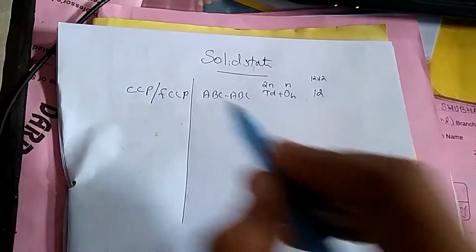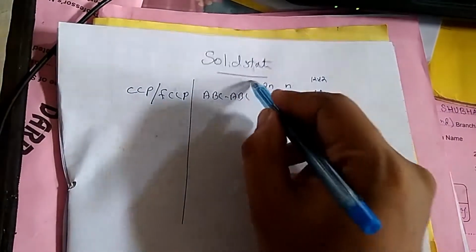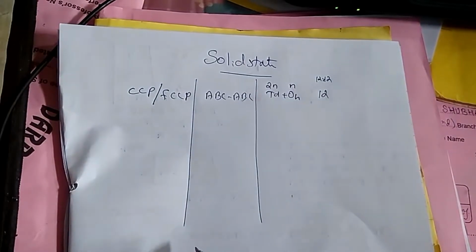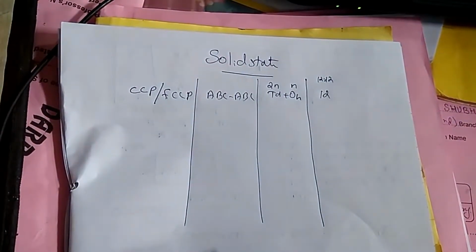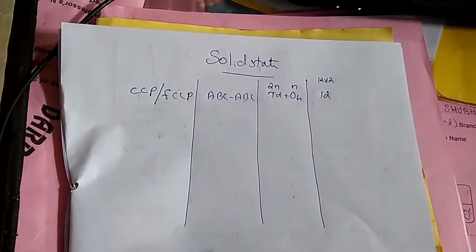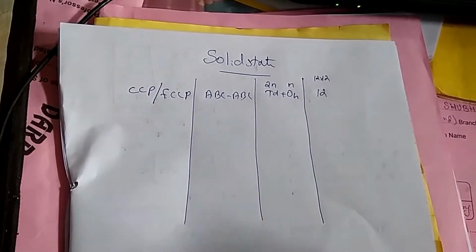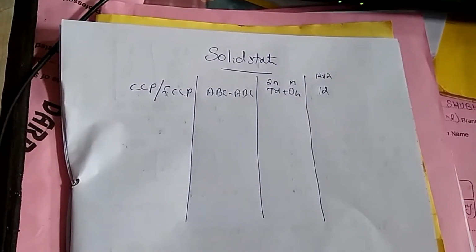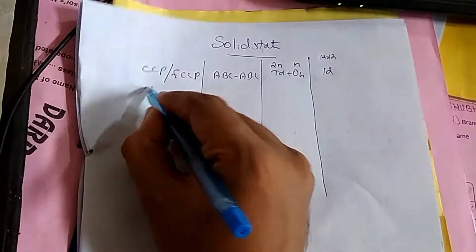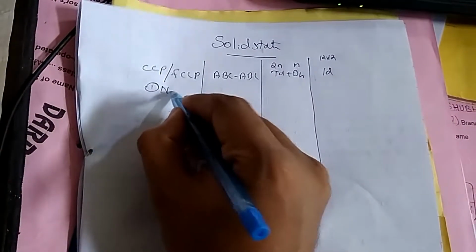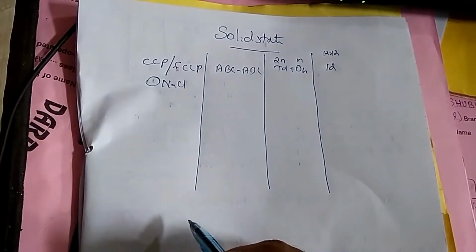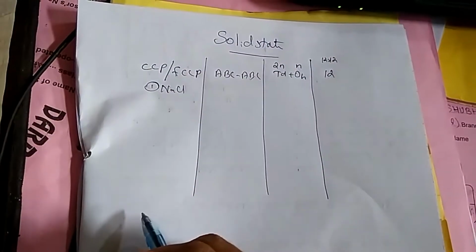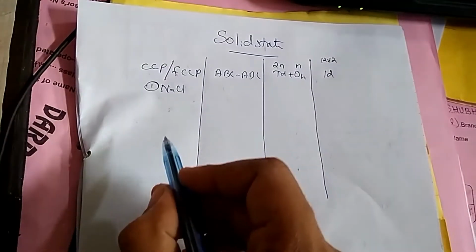So the first one is the packing arrangement, CCP. The second one is how it is arranged: 3 layers, ABC. What are the voids? We have 2n tetrahedral voids and n octahedral voids. If you are thinking about examples for CCP or FCC arrangement, one example we can tell is NaCl. This is a well-known example. We have to study its crystal structure, how it behaves.